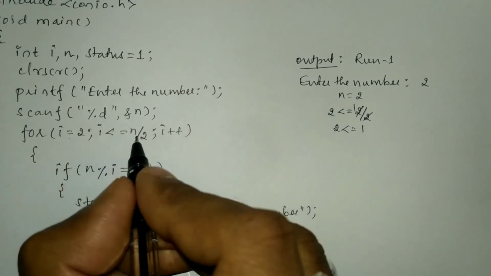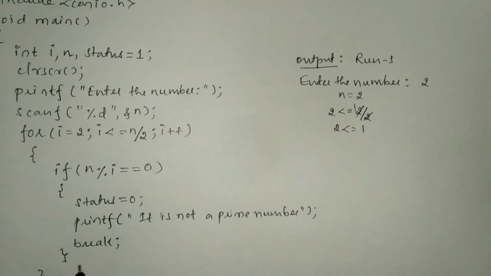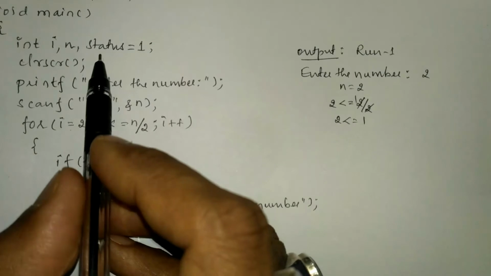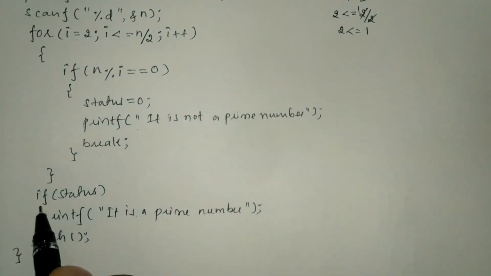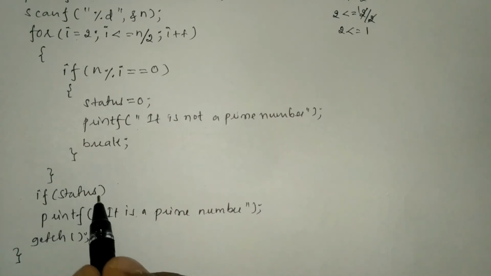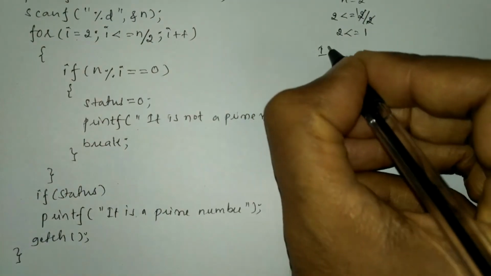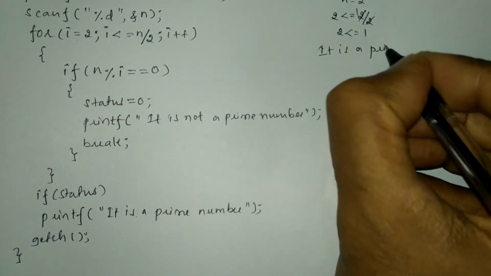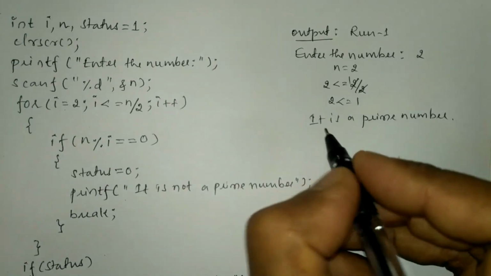No. The condition fails. Once the condition fails, the control never enters the body of this for loop, so none of these instructions will get executed. Status is equated with value 1. So what is going to happen? Directly it is going to go to the if statement and check the value of status. Status is 1, and 1 represents true. If this is true, then it is going to print it is a prime number.